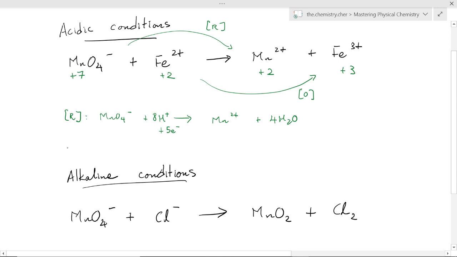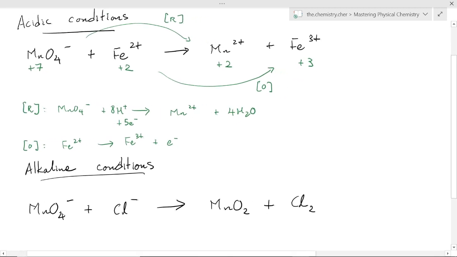Alright, so we have the reduction half equation. We need the oxidation half. So we have Fe2+ to form Fe3+. And we realize that the charge on the left hand side is +2. The charge on the right hand side is +3. So I will need 1 electron. It's important for you to check and make sure that the electrons are on the correct side. If it is on the left side, it is for reduction. If it's on the right side, it is for oxidation.